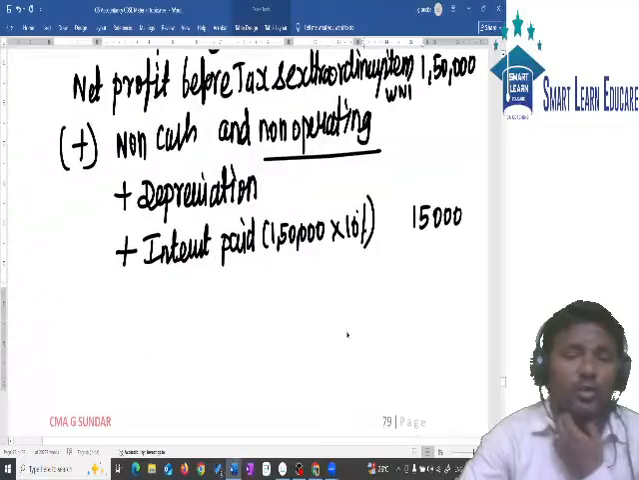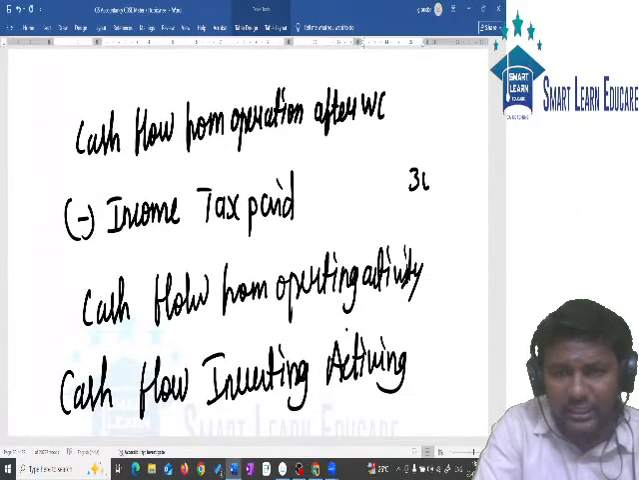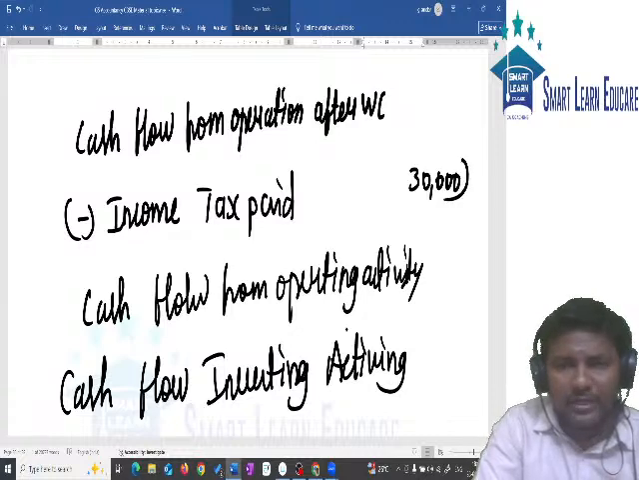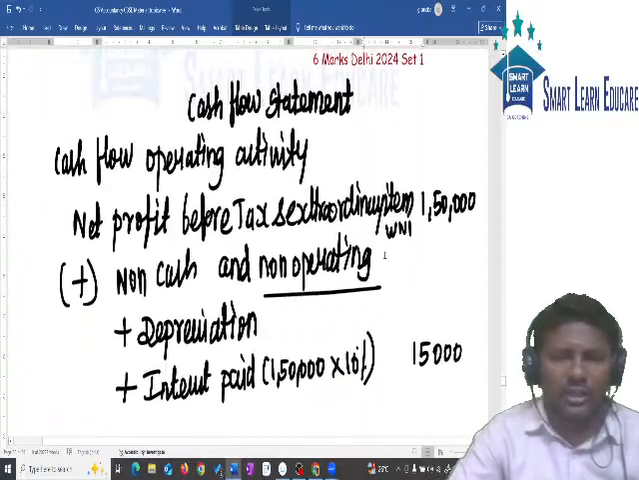30,000 will be treated as what? Paid. Income tax paid should be treated as how much amount? 30,000. This 30,000 should be treated as outflow of cash. This 30,000 should be treated as what? Outflow of cash.